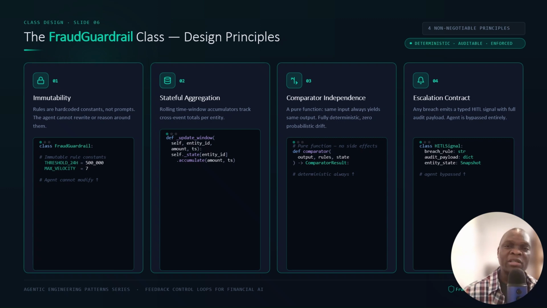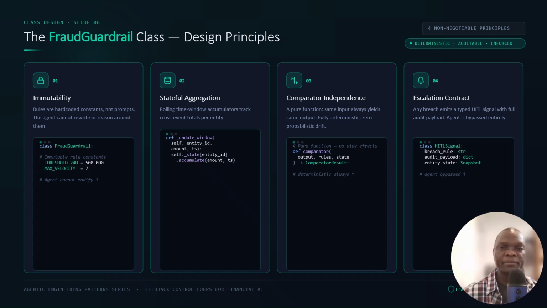Stateful aggregation gives the system cross-event memory that the LLM context window cannot provide. And the comparator independence means that the validation layer is mathematically deterministic. It produces no probabilistic output. The escalation contract ensures that every breach is auditable, traceable, and routed to a human operator with full context. Your thoughts, Gemini, please.